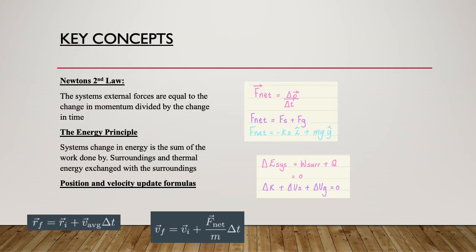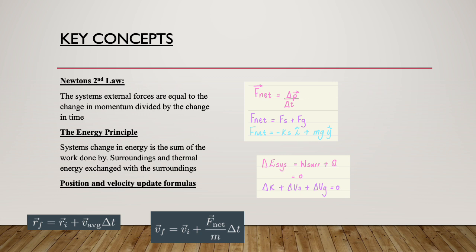To go over some key concepts, we have Newton's second law, which says the system's external forces are equal to the change in momentum divided by the change in time, which you can see in my first diagram: F net is change in momentum over change in time. We also have F net equal to the force of the spring and the gravitational force added together, and they will cancel out. And then we have F net equals minus Ks, where K is the spring constant and S is the change in length, and then mg. So that's just F net explained.